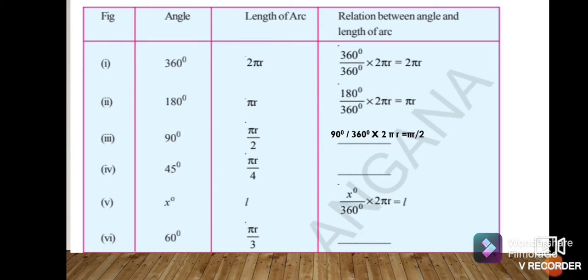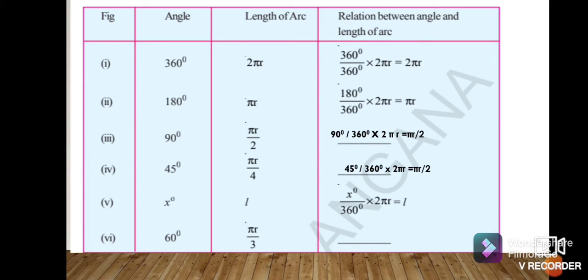Okay, children. And the next, here pi r by 4. Just check it out. Here again 45 by 360 into 2 pi r will give us pi r by 4. How? By the 9 table you can cancel it: 9 5s are 45, 9 40s are 360, again 5 5s are 25, 5 8s are 40, and 2 and 8 get cancelled, we get pi r by 4. Okay, children, that is pi r by 4.